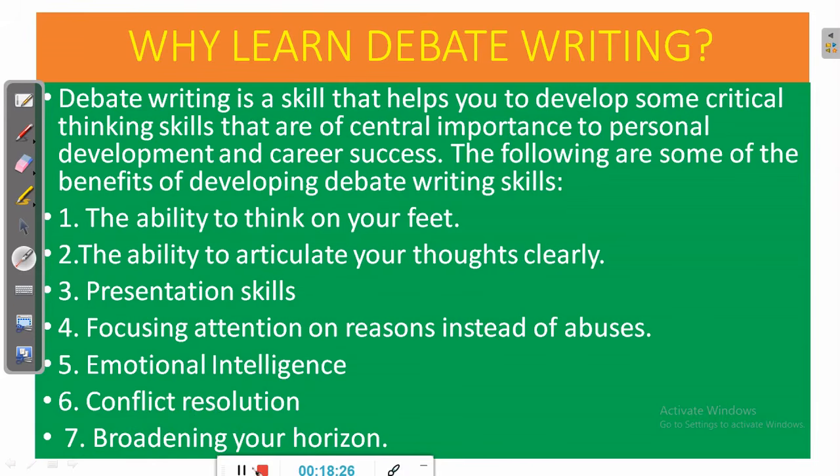Then the last one is broadening your horizon. When we talk of your worldview, there are a lot of people who are parochial in their views. They are narrow-minded and they are dogmatic. They stick to their points and they are not interested in listening to other people's views and opinions. Now, debate writing or debating is a skill that enables you to jettison parochialism or narrow-mindedness and have a very broadened or enlarged horizon, a viewpoint that is enlarged, so that you can accommodate other people's views.